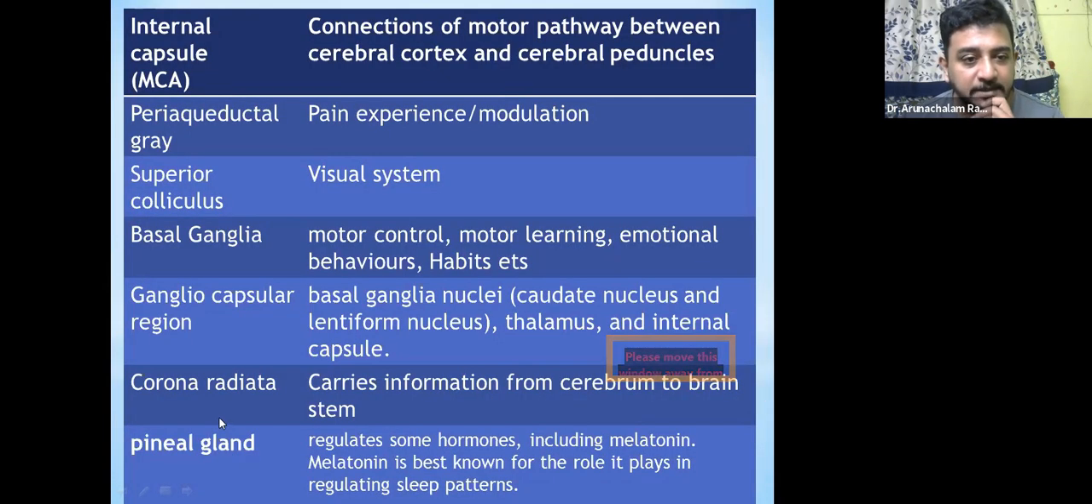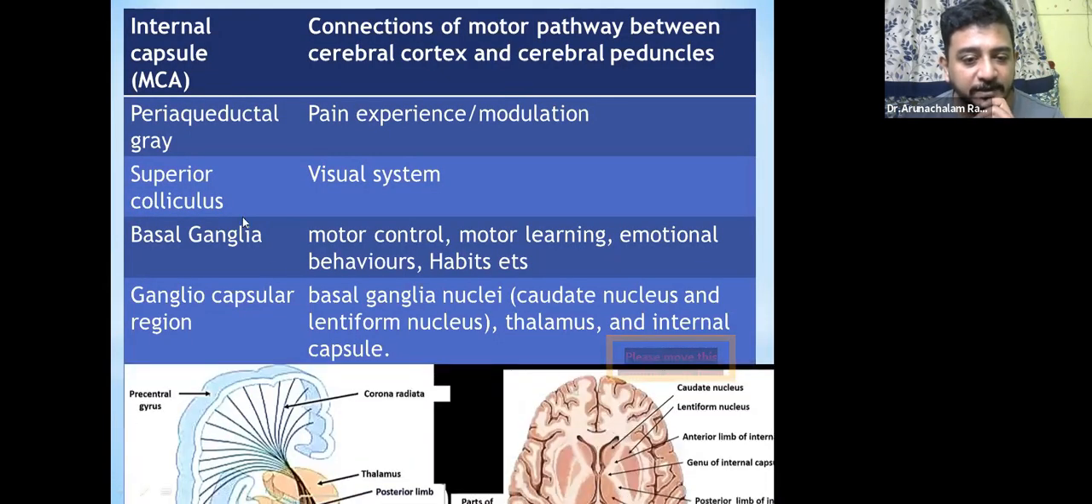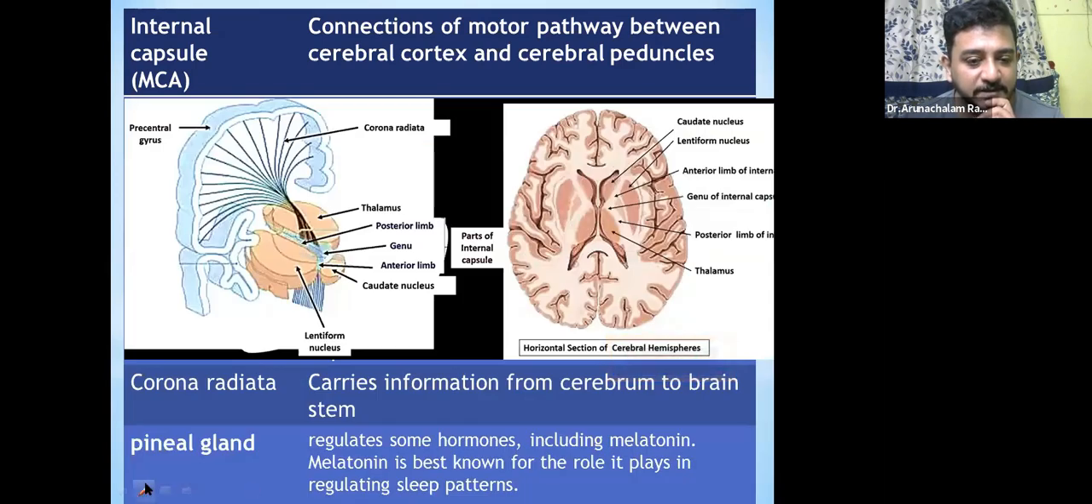Okay. Next is your internal capsule. This area is called the internal capsule. You can see the fibers from all parts of the body coming. All parts of the cerebral cortex are coming in a radiant manner. This area is called the corona radiata. All these fibers condense here. You can see this condensing area like a boomerang shaped structure. This is called the internal capsule.